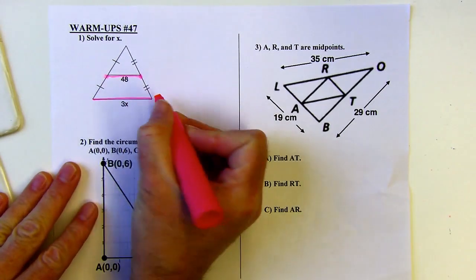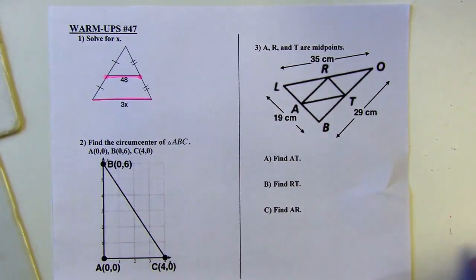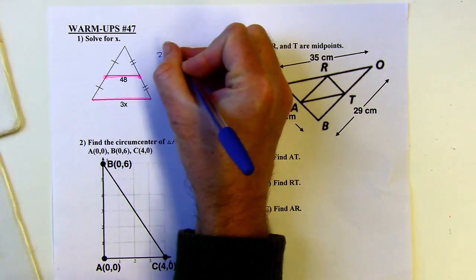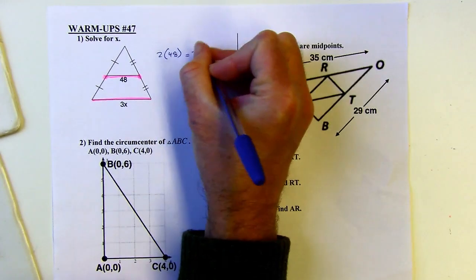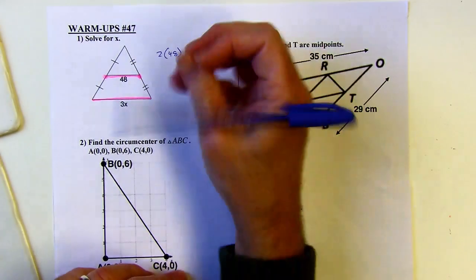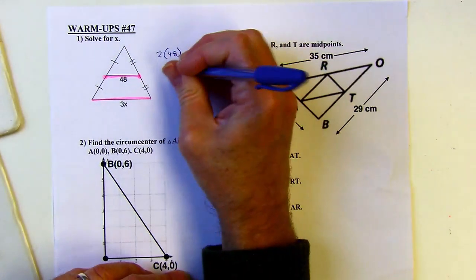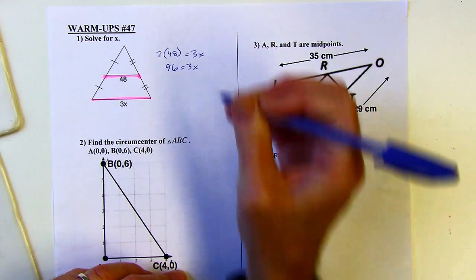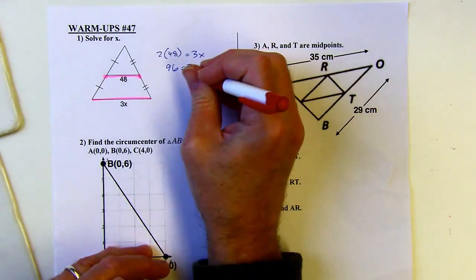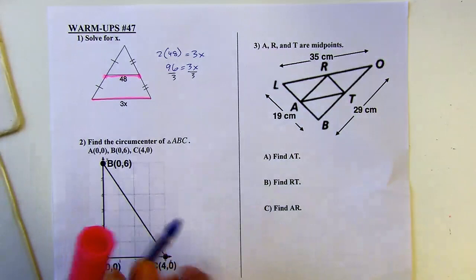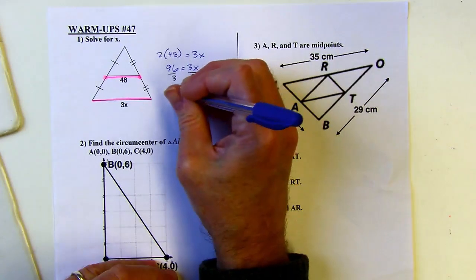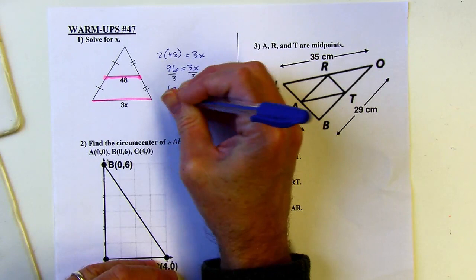So 48 should be half of 3x. So what I can do, I can just double the 48. I can say 2 times 48 is going to equal 3x, and then I can solve this for x. So let's see, that's 80 and 60, 96 equals 3x, and that's going to be, when I divide by 3, I'm going to get 32. And I've solved for x.